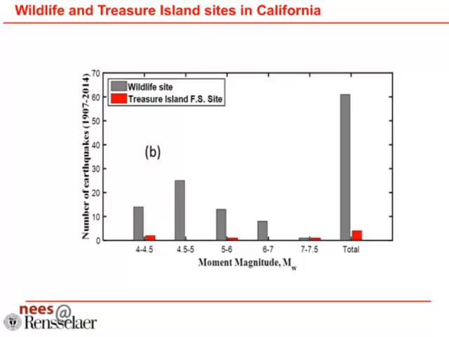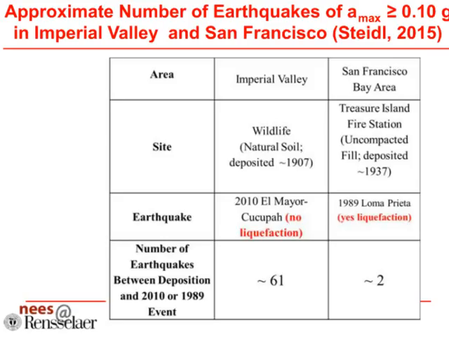As you can see, the gray bars are representative of wildlife sites, and you can see there is a lot of events happening before reaching the one which is 7 and 7.5. There was about 60 events, while in the Treasure Island there are only two events prior to having the large earthquake. And that's a very clear difference in terms of history, and that's why if you look at the liquefaction potential, this is kind of a summary.